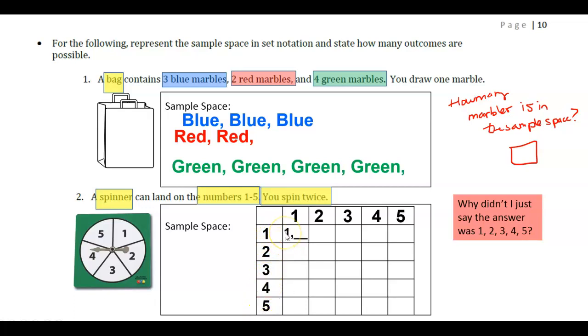So what we're going to do is fill out the first row. 1, 2, 3. Notice how the ones are going first, since there's the ones. This is the one row. We're going to pair them up.